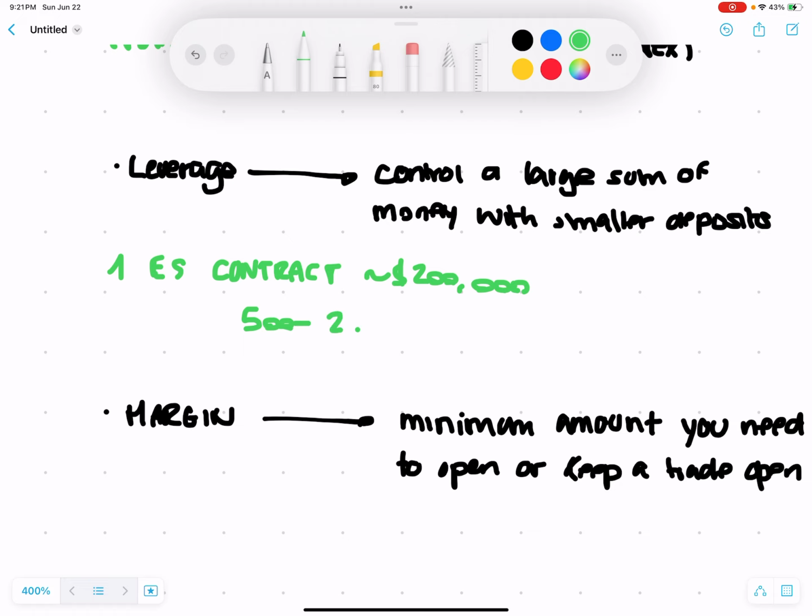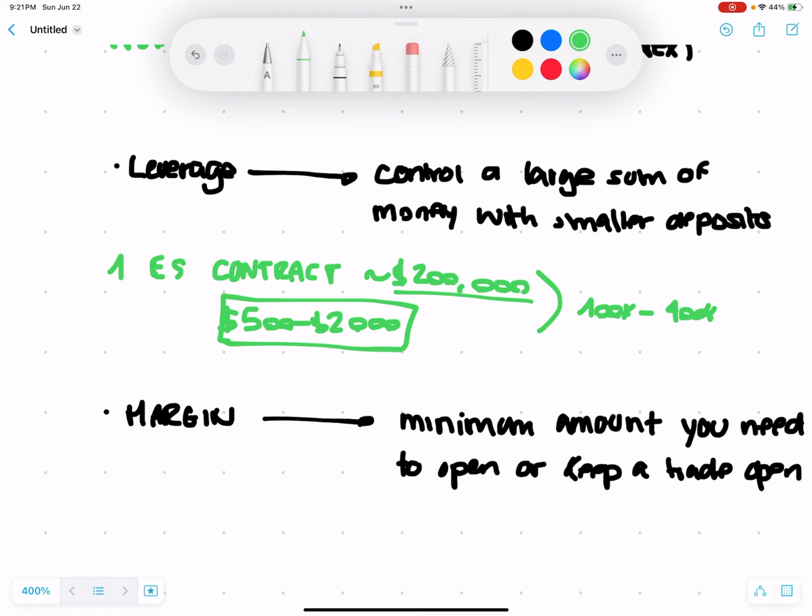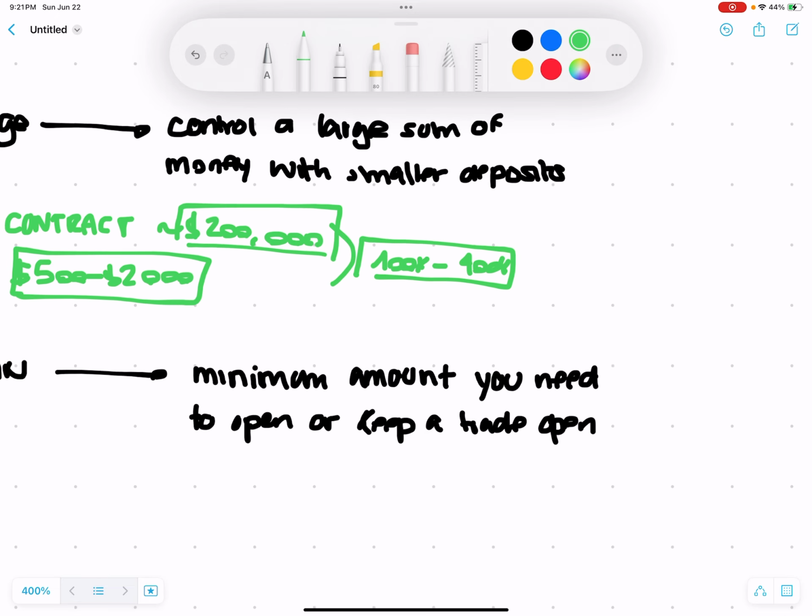Let's be honest, you roughly need $500 to $2,000 in your actual bank account to control $200,000. We'll talk about leverage, because that's actually 100 to 400 times your account size. So with $500 to $2,000, you're able to control $200,000 in the market.